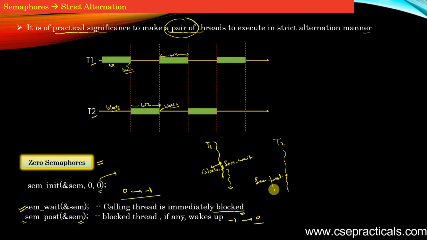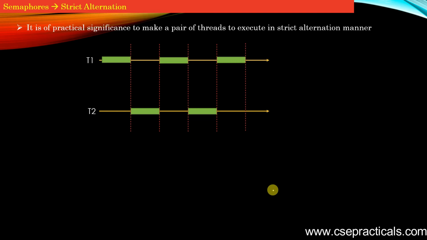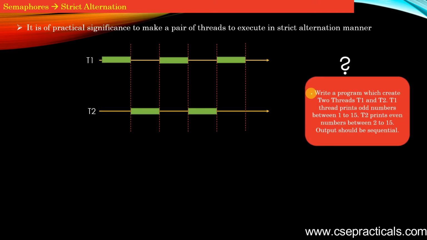So now let us solve a problem which is based on strict alternation. Let us suppose that you have this problem statement. Write a program which creates two threads T1 and T2. Thread T1 prints odd numbers between 1 and 15, whereas thread T2 prints even numbers between 2 and 15. And the output that you should see on the screen must be sequential. That is, the output should be 1, 2, 3, 4, up to 15, right? So your output should be strictly sequential.